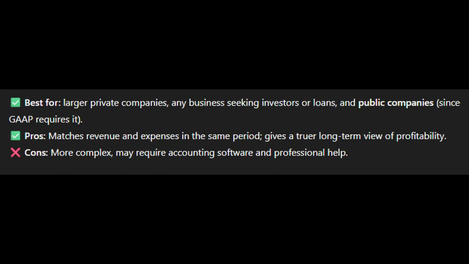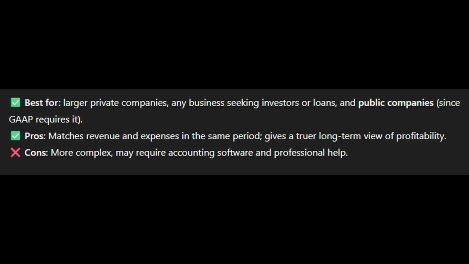Next you hear about accrual basis accounting. That's matching revenue and expenses. Accrual accounting recognizes income when it's earned and expenses when they're incurred, regardless of when cash moves. So let's say you invoice a client today, that's revenue today, even if payment comes later. You receive a bill this month but pay next month, it's still an expense this month.